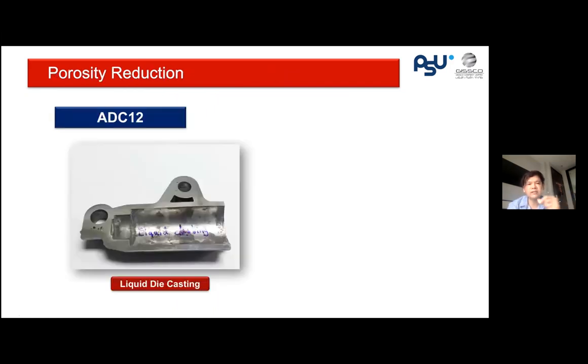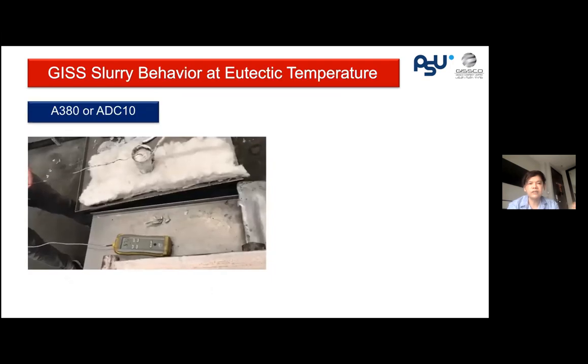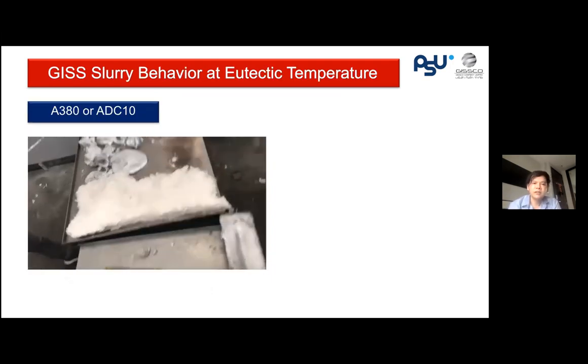And for die casting, we have done every alloy that we can die cast. For example, ADC 12, or this is similar to A383. And we can see normally this kind of porosity at the thick section or the T junction. But with GISS, we can reduce that significantly. And this is a good demonstration.